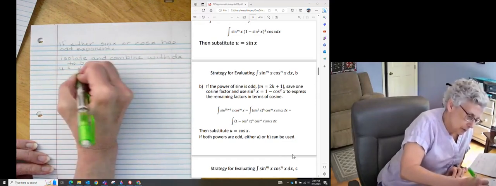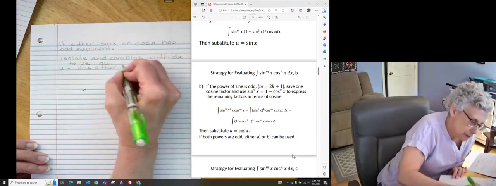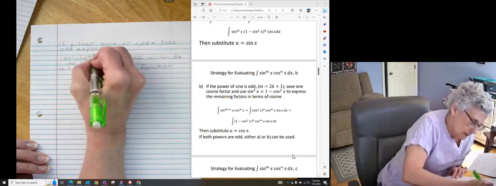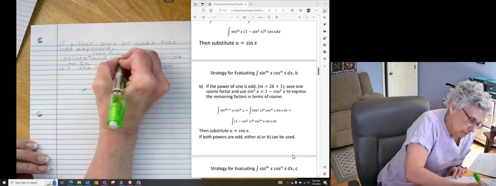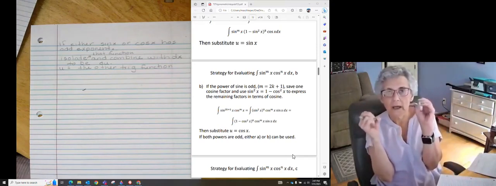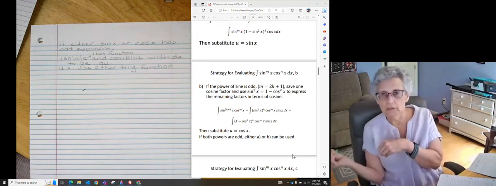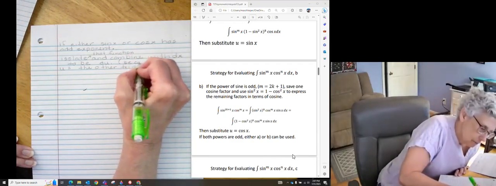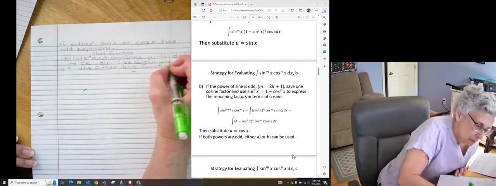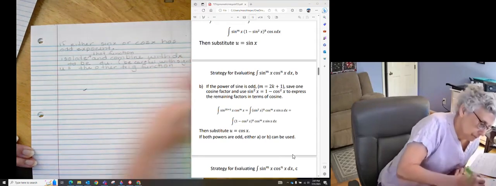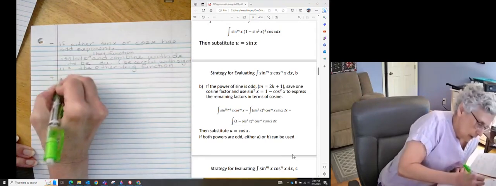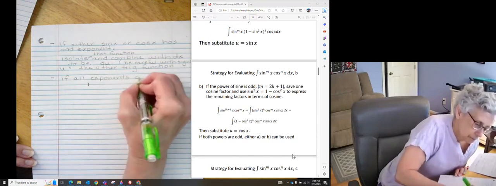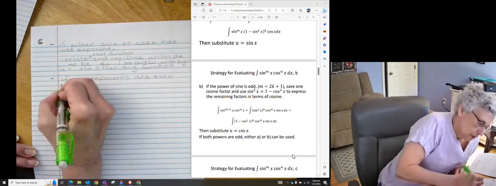U is equal to the other trig function. So isolate that function, combine it with the dx, that'll be your du, and then u is your other trig function. And you may need to throw a minus sign in there, so be careful with your signs. If all exponents are even, then we use half-angle identities.